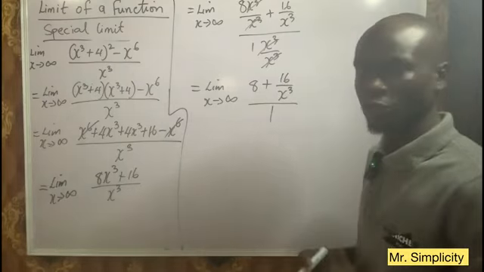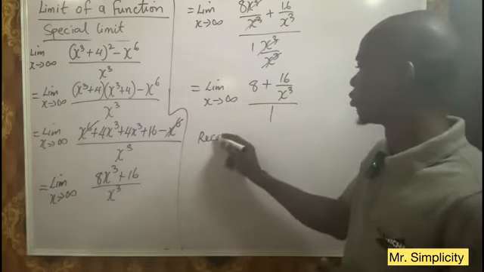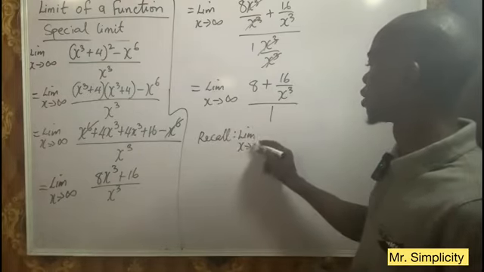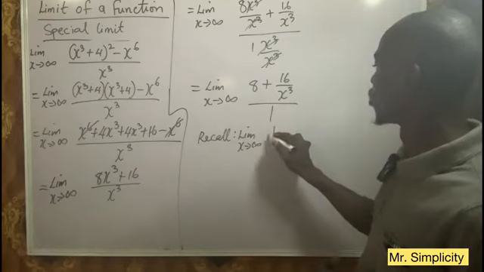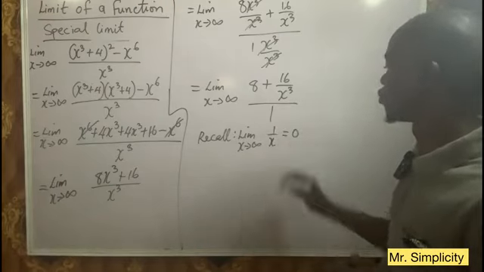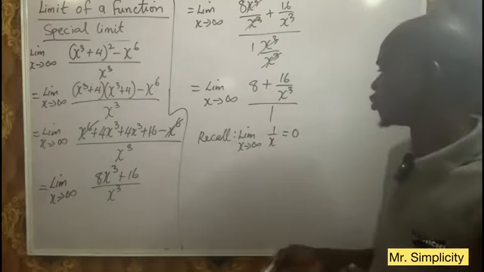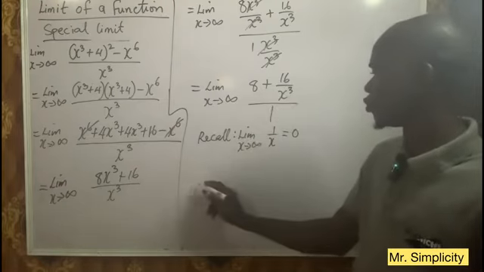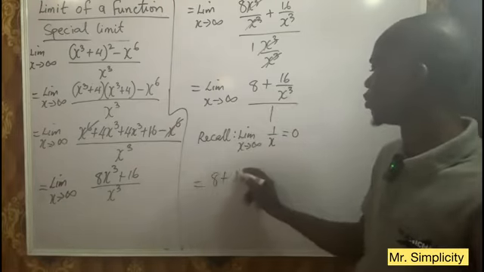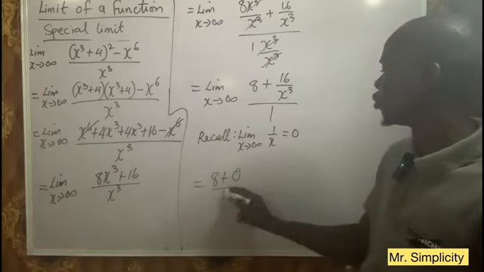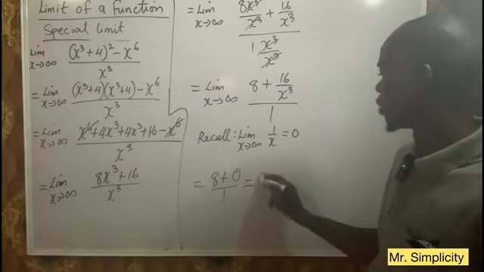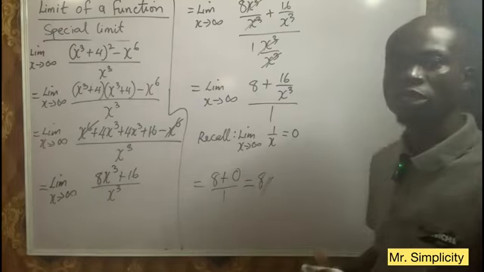So you can recall now, recall the limit as x tends to infinity, 1 over x is 0. So since 1 over x is 0 now, I can just go and change this to 0. So I have 8 plus 0. You can still put the over 1, which we can also ignore. So 8 plus 0 is 8, divided by 1, 8. So the answer is 8.